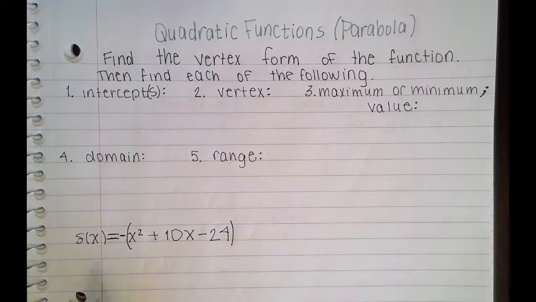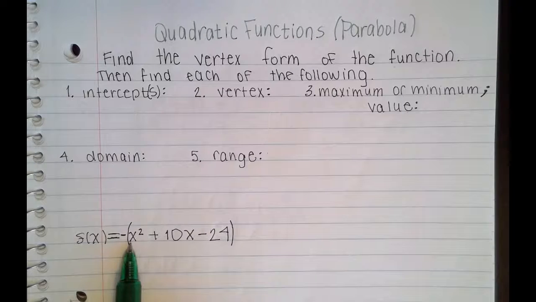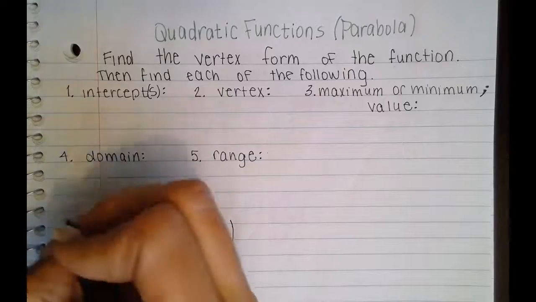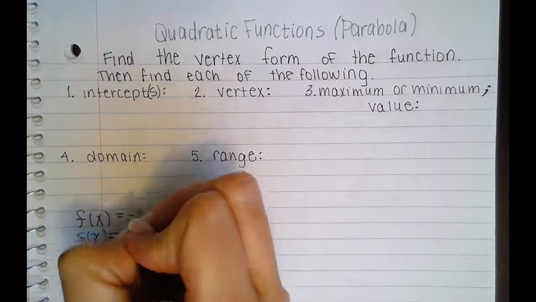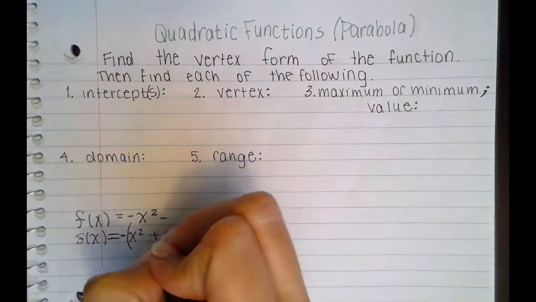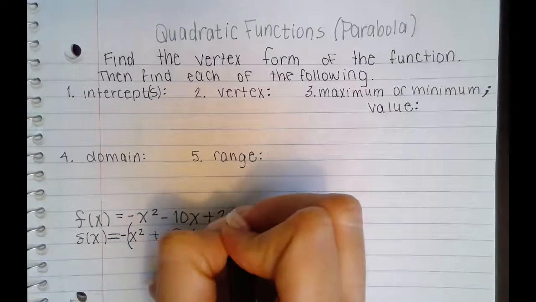So here's my first example that says f of x equals, and I set it up a little funny, but another way it could have been written is f of x equals negative x squared. I decided to put the negative as an afterthought: negative x squared minus 10x plus 24.